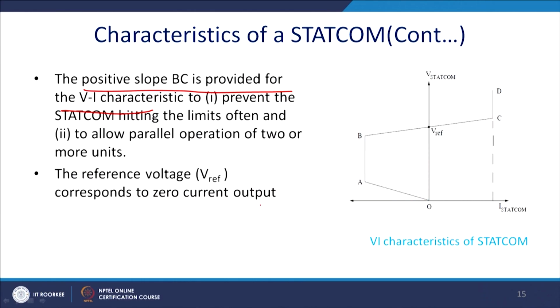The reference of the voltage Vref corresponds to the 0 current output. So, this is basically the 0 current output, until now it can actually go to the operating. So, it can go to B to C, and in this zone it can compensate, and thus you can increase this limit by paralleling, putting in more Statcoms.